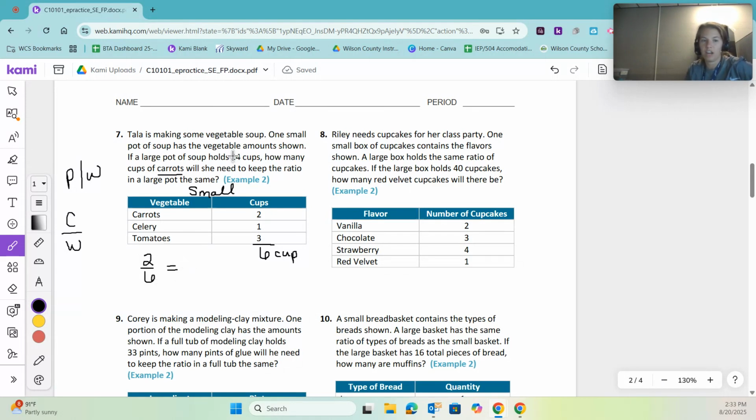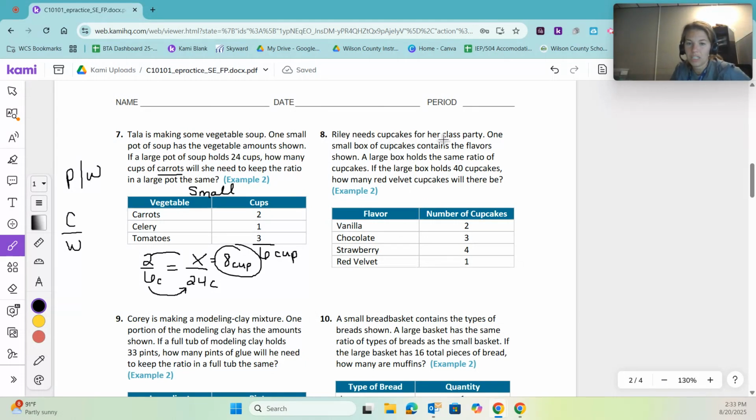And we are trying to figure out, if the large pot holds 24 cups, again, we put cups on the bottom. Carrots is on top. Which means we have to figure out how many cups of carrots we will need. Well, 6 times 4 is 24. 2 times 4 is 8. So we will need 8 cups of carrots. So how many cups of carrots will she need to keep the ratio the same? 8 cups of carrots.